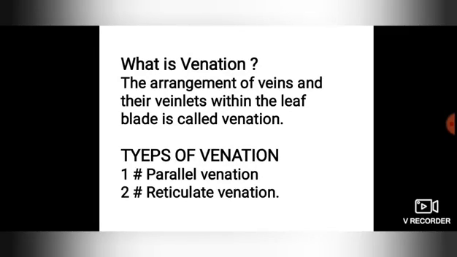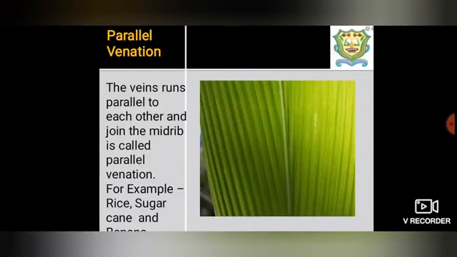There are two types of venation depending on the pattern formed by the veins. These are parallel venation and reticulate venation. Parallel venation: the veins run parallel to each other and join the midrib is called parallel venation.